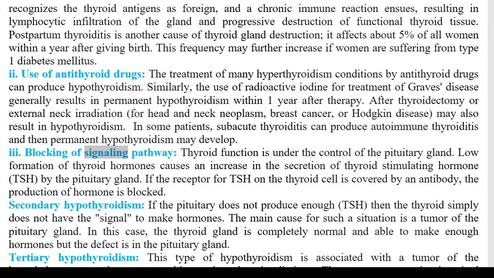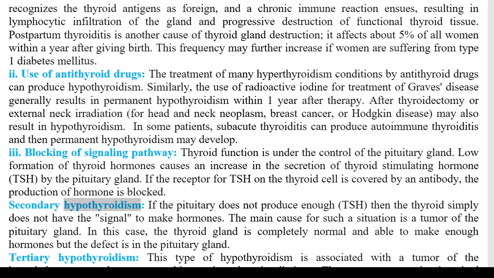3. Blocking of signaling pathway. Thyroid function is under the control of the pituitary gland. Low formation of thyroid hormones causes an increase in the secretion of thyroid-stimulating hormone, TSH, by the pituitary gland. If the receptor for TSH on the thyroid cell is covered by an antibody, the production of hormone is blocked.